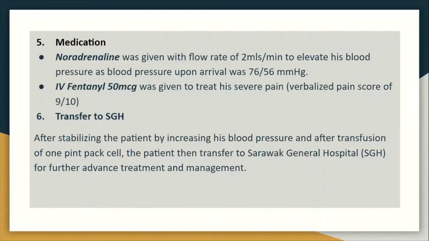Fifth, medication. There are 2 medications that have been given to the patient, which are noradrenaline and IV fentanyl 50 micrograms. Noradrenaline was given at a flow rate of 2 ml per minute to raise his blood pressure, as blood pressure upon arrival was 76/56 mmHg. IV fentanyl 50 micrograms was given to treat his severe pain, verbalized pain score of 9 out of 10. Lastly, transfer to SGH. After stabilizing the patient by increasing his blood pressure and after transfusion of 1 pint of packed cell, the patient was then transferred to SGH for further advanced treatment and management.